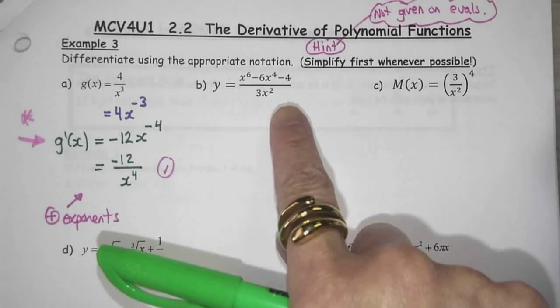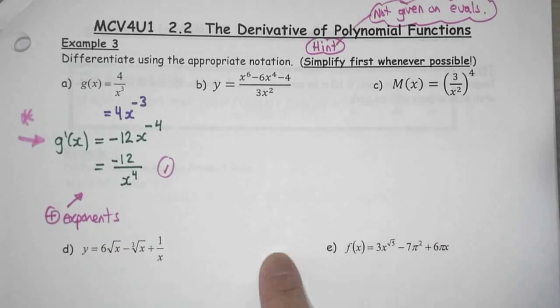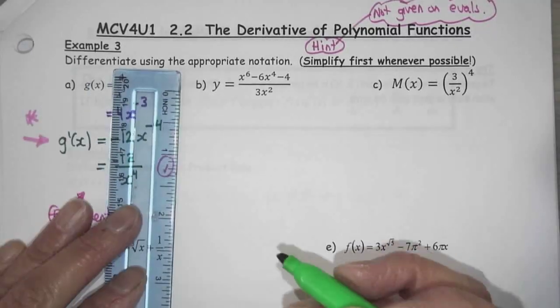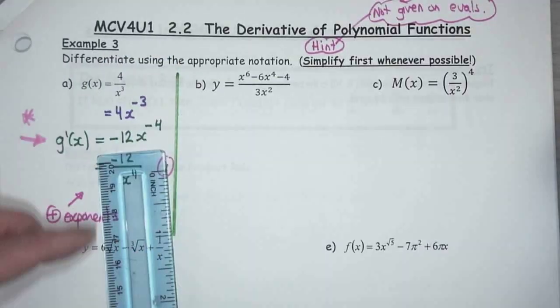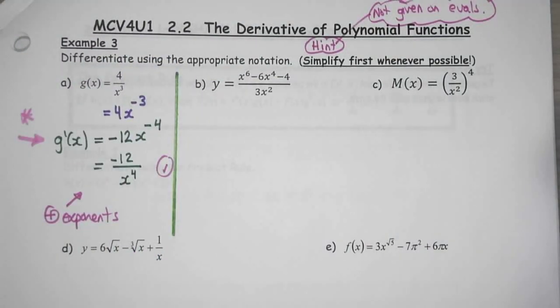Okay, next one. This one is a little bit long. I should have left more space vertically, so try not to write too big. I am going to not write too big on this one. I'm sorry. I should have left a bit more room.